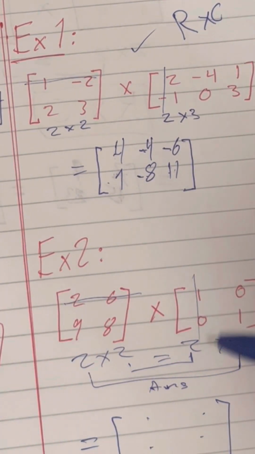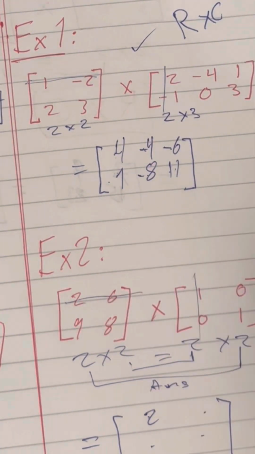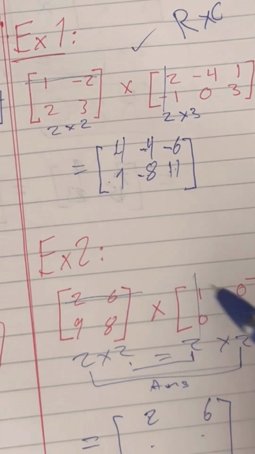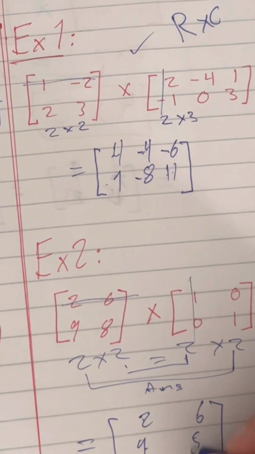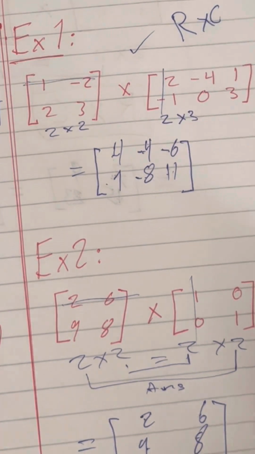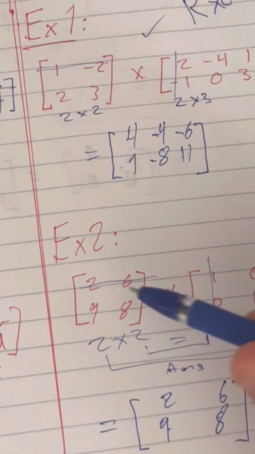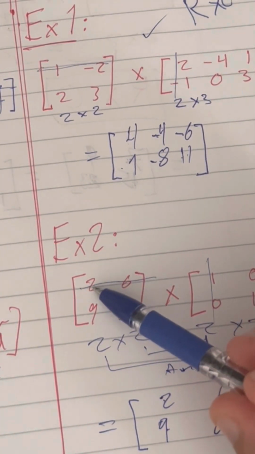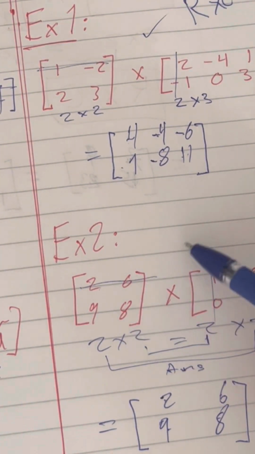2 times 1 is 2. 2 times 0 is 0. 2 times 1 is 6. 9 times 1 is 9. 8. Okay, your answer should come out to something like this. So as we said, we multiply the rows by columns, so it would be 2 times 1, which is 2, and 6 times 0 is 0, so 2 plus 0 is 2.